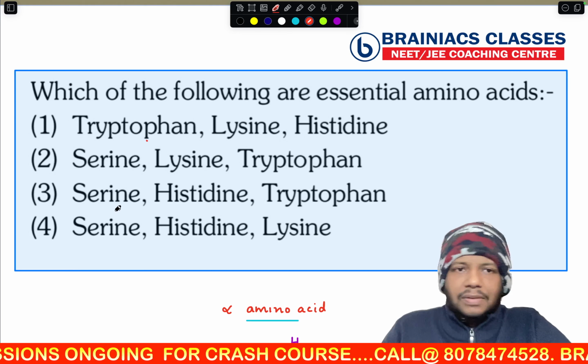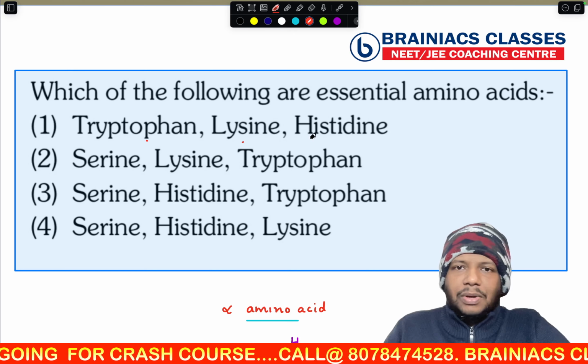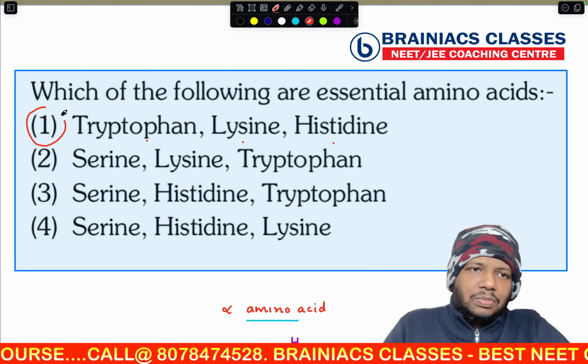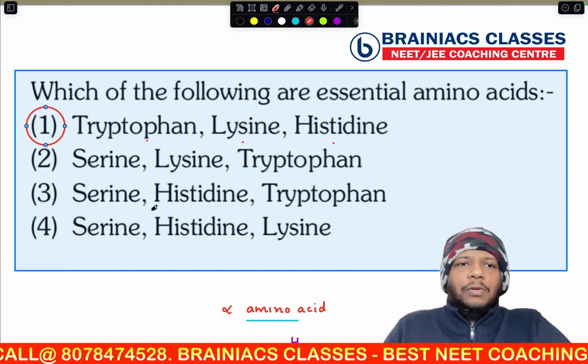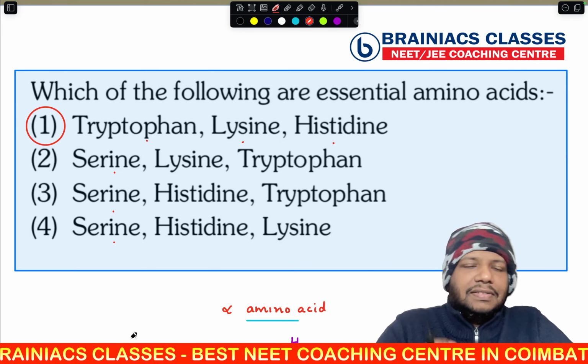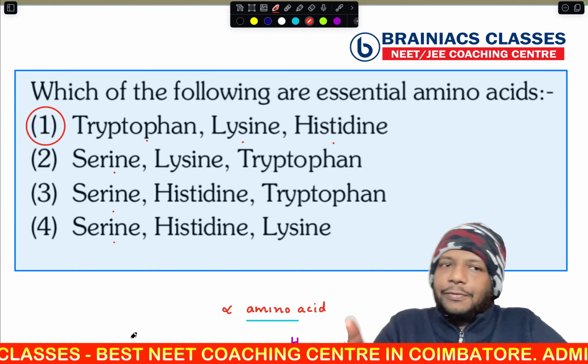acids. We know tryptophan, lysine, it's an essential amino acid. Histidine, it is an essential amino acid. So I can directly say option 1 is my correct answer. And if you look at the other options, you can see serine. Serine is a non-essential amino acid. So from that itself, you can eliminate option 2, 3 and 4.